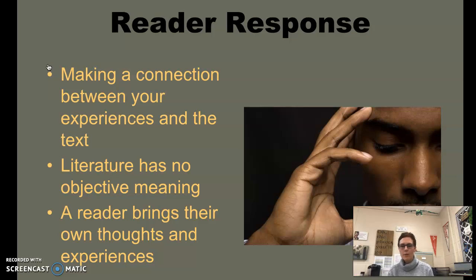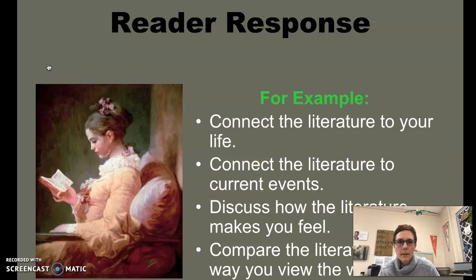You bring your thoughts to it, you bring your experiences to it, and that's how you evaluate the book. That's what we do all through English 10. You're responding to it, you're making life connections to it, and that's how you understand or interpret the book.